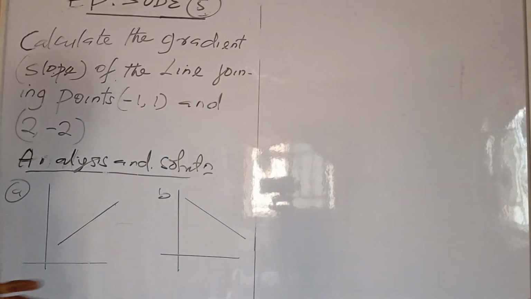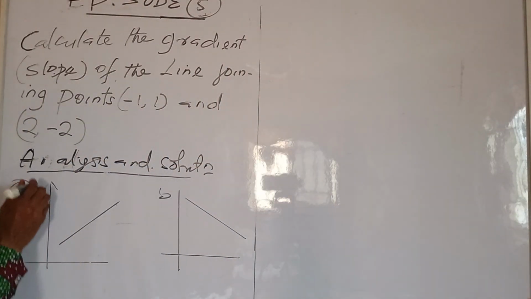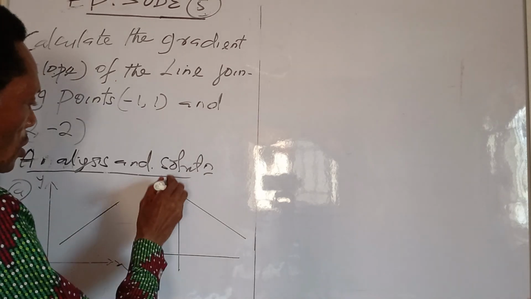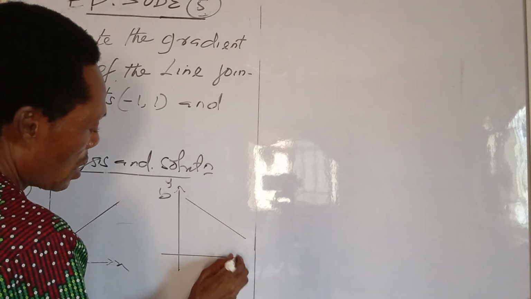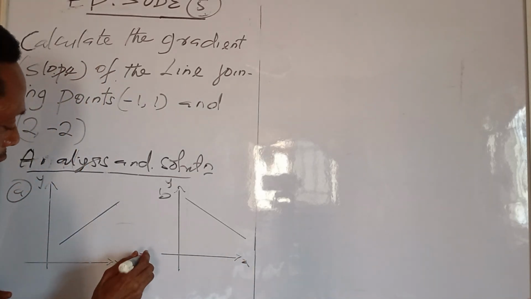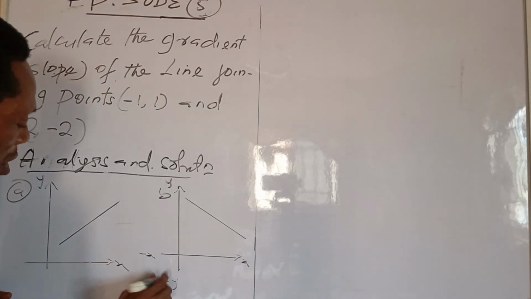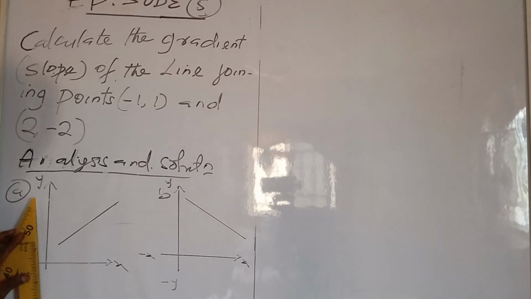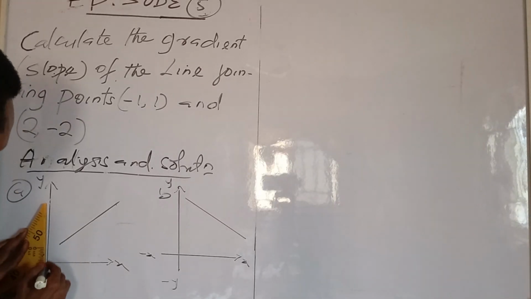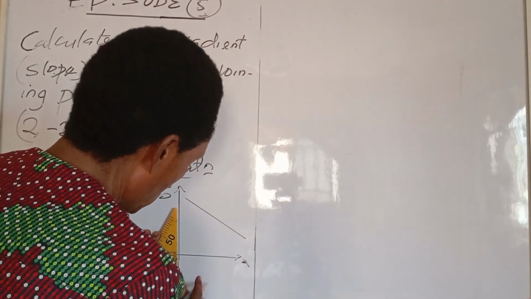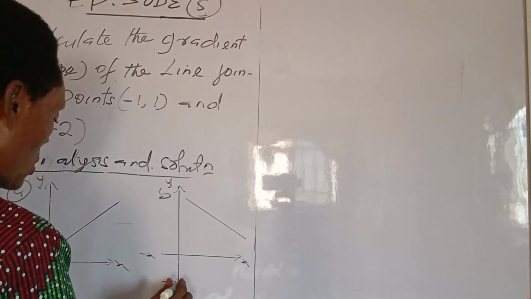This is the Y axis, and this is the X axis. This is positive X, this is negative X. This side is negative Y, and this also here is negative Y, going down.